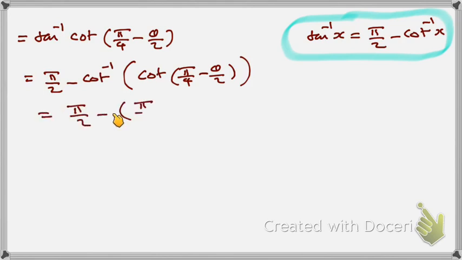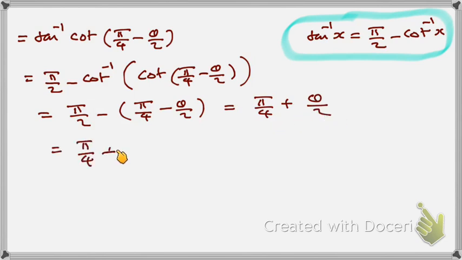So I have pi by 2 minus pi by 4 minus theta by 2. Open the bracket with the minus sign. Pi by 2 minus pi by 4 will be pi by 4, and minus into minus is plus theta by 2. So you'll get pi by 4 plus theta by 2, which is equal to pi by 4 plus half theta.